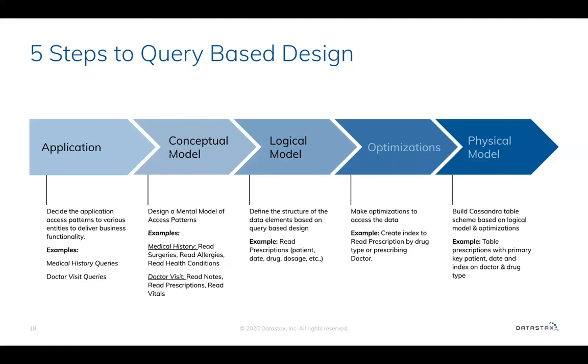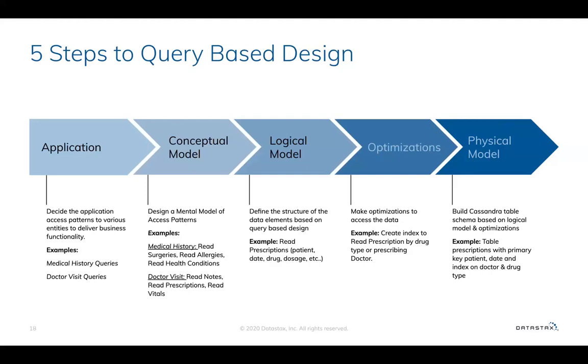And then the conceptual model translates to the logical model. The logical model is about defining the structure of the data elements based on the query-based design. Going back to the example, if you want to read prescription information, what are the data points associated with prescriptions? Patient information, date, drug, dosage, and many other fields that you may have. And then before you get to the final step, which is the physical model, you want to go through an optimization path where you make optimizations on the data access when it translates into the physical model. I have a need to read and write information by prescription, but I may want to read by not just the patient, but by the drug type or by the doctor.